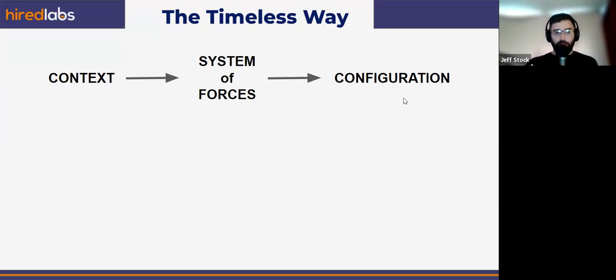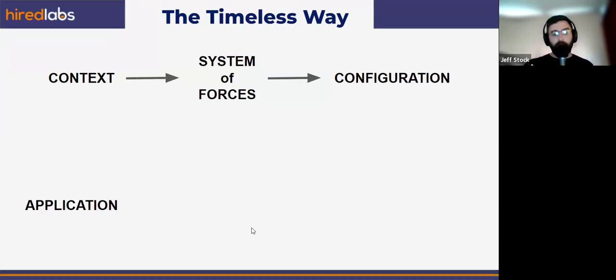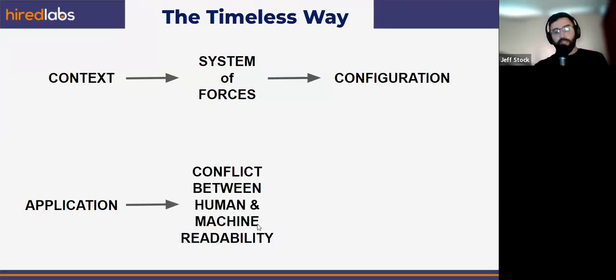Right? So we're always in a context of some sort. There's going to be a system of forces that arise, and we're focused on the configuration that allows those forces to resolve themselves within the context. There are lots of ways to pattern this, and this is one of the main things that he talks about. It gets pretty deep, but as an example, we say the context is our full application, and in the context of that application, we have the conflict that we've seen a bunch of times already between human and machine readability.